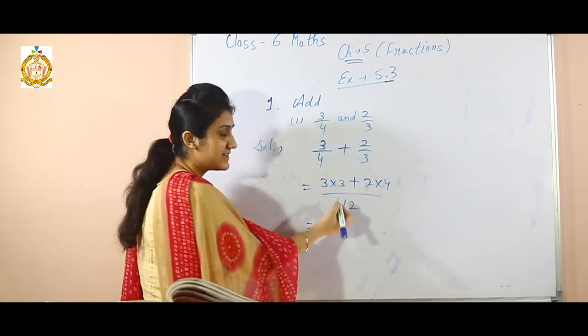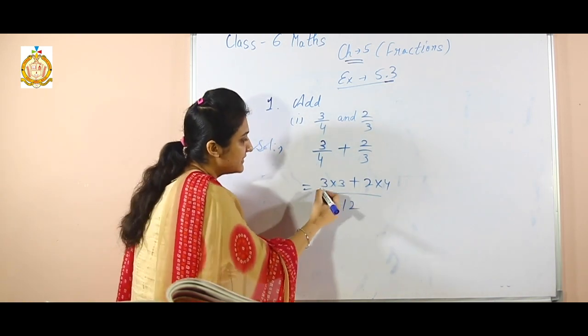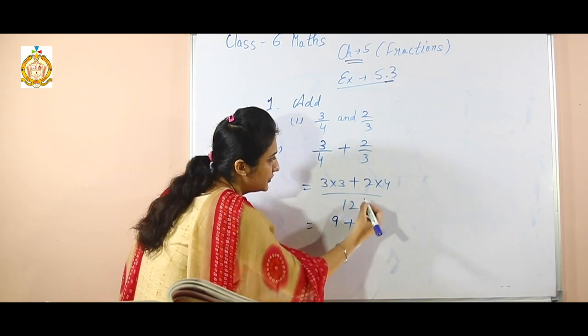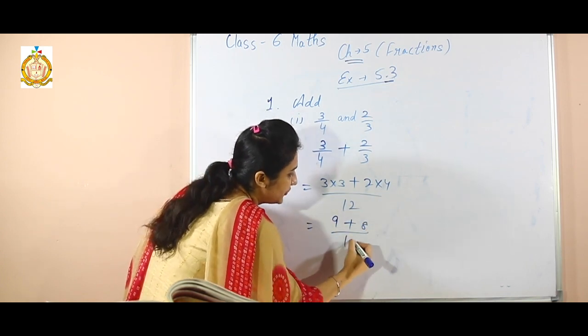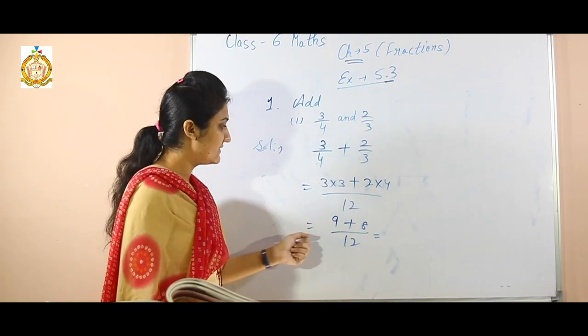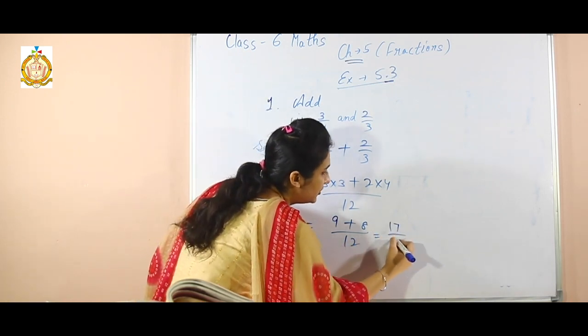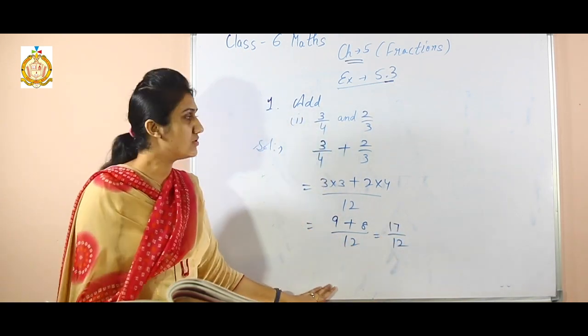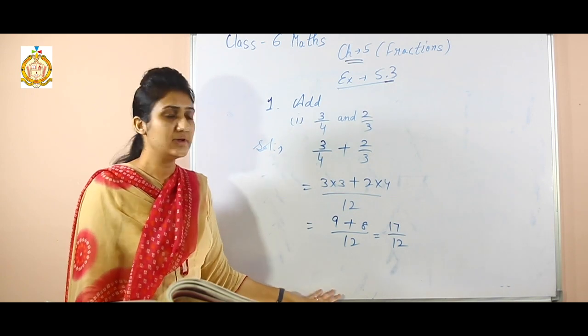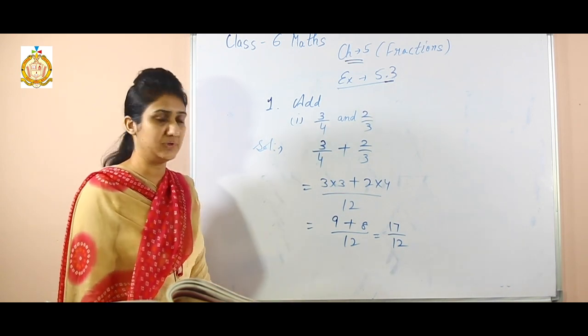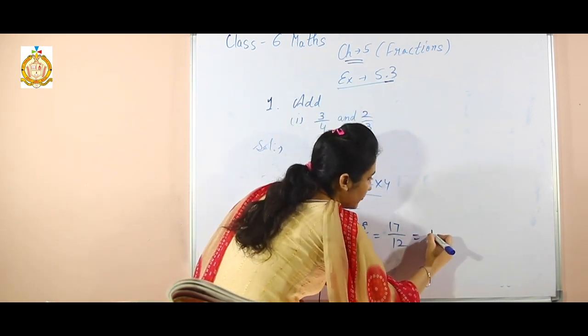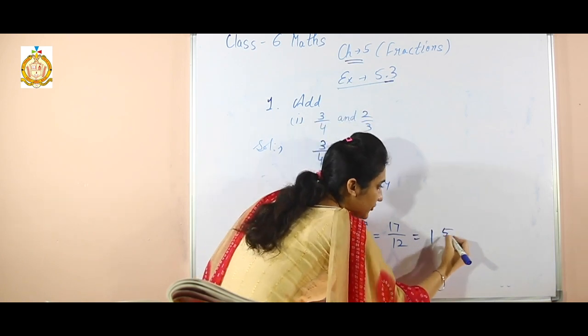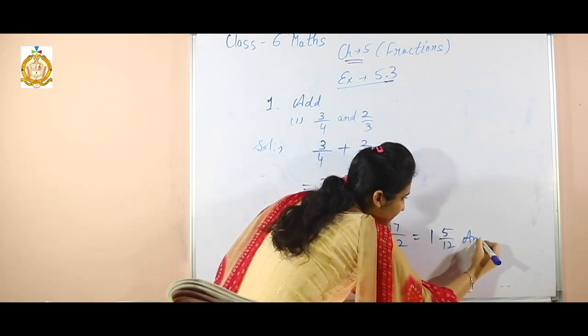So firstly we will multiply according to BODMAS. 3 into 3 is 9. 2 into 4 is 8, upon 12. That is 17 upon 12. You can also convert it into a mixed fraction by dividing the numerator and denominator. That is 1 as the whole number, and then 5 upon 12. And that's the answer.